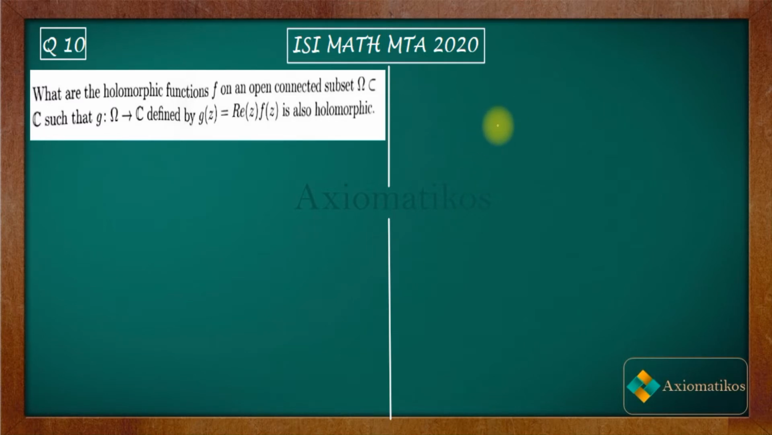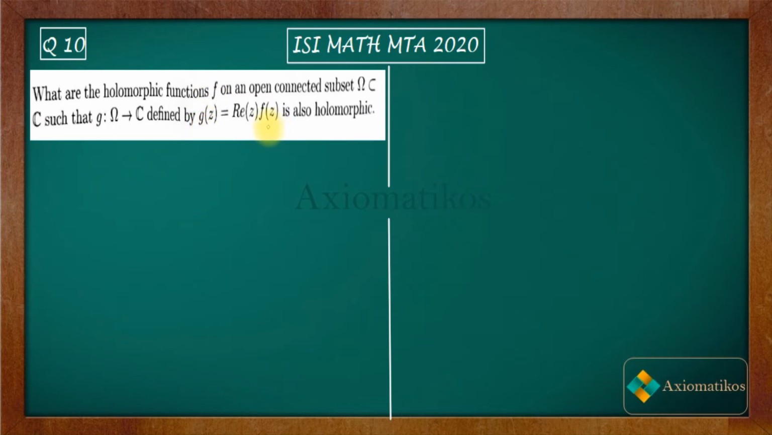This video is part of the solution series for the PhD entrance exam of mathematics conducted by the Indian Statistical Institute. It's a 2020 paper and we are here with problem 10. What it says: what are the holomorphic functions f on an open connected subset such that G from this set to C, defined like this, is also holomorphic? So we want to find a holomorphic function f such that this function is also holomorphic.